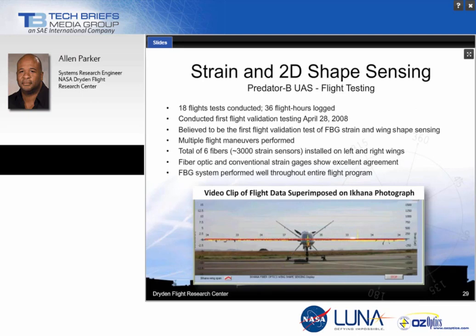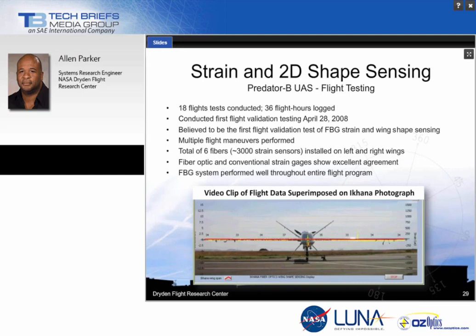As seen in the previous slides, we showed you the installation, and on the installation slide, we installed 6 fibers, 3 on the left wing and 3 on the right. And they were installed, 1 on the leading edge, 1 on the outside tip, and 1 on the trailing edge of both left and right wing. We had a total of about 3,000 strain measurements that we were measuring on this particular system.